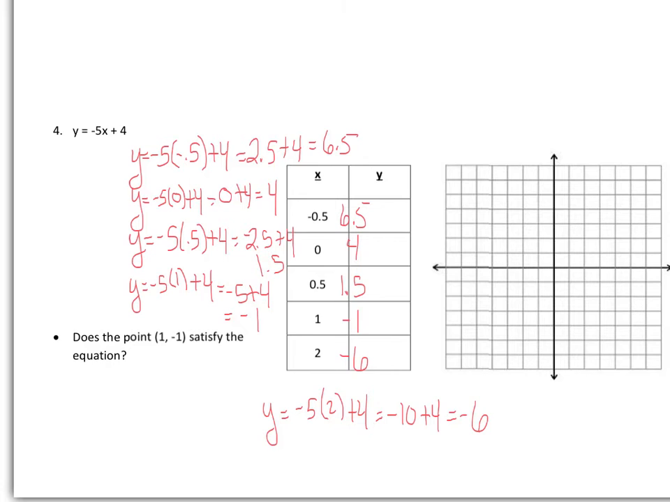From here we plot our points on the graph. Now let's just start with the easy ones first. So an easy point for me to graph is 0, 4. 0 and then 4 just means I go up 4 onto the y-axis. 1, negative 1 is also easy to graph. 1, negative 1 is right 1, down 1. And then 2, negative 6 also isn't too bad. Move over to the right 2 and down 6.